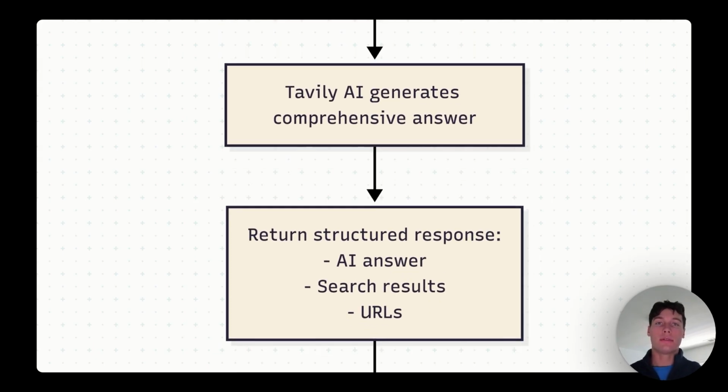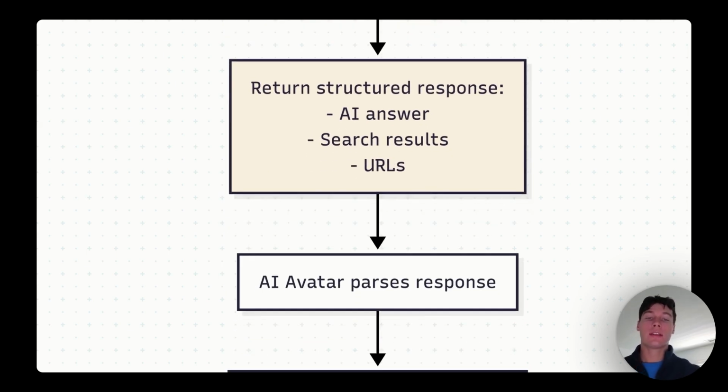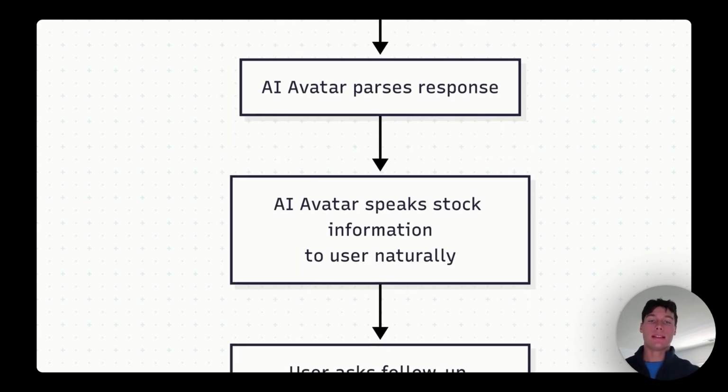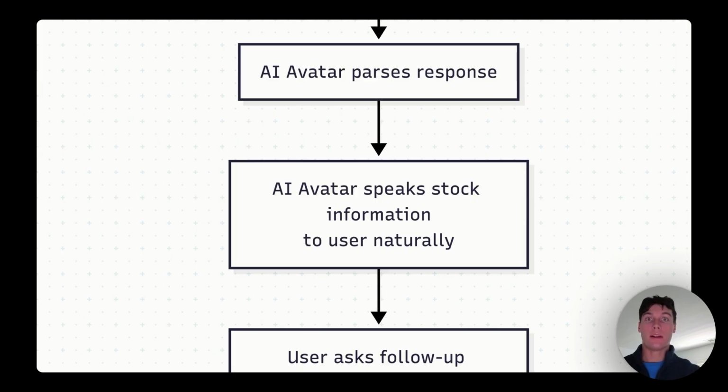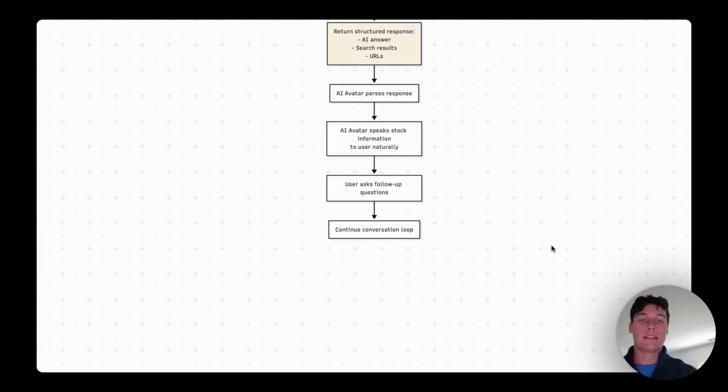It's going to parse through this data that we received back. We're going to get an answer, a URL from where this data came from, and different search results. Once that's done, it's going to speak to us in natural language so that we can understand what is going on with the stock. Then we'll be able to ask follow-up questions about this specific stock or other stocks, and our agent will be able to detect when it needs to make these tool calls. And that's the basics of this conversation loop.